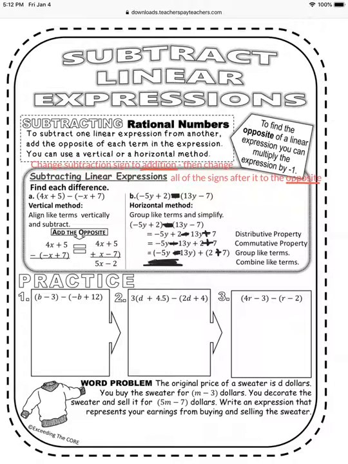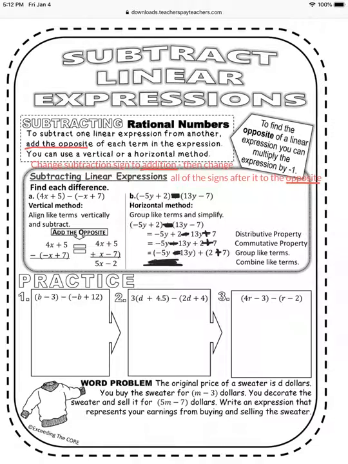Subtracting linear expressions. Here, to subtract one linear expression from another, we add the opposite of each term in the expression. You can use a vertical or a horizontal method. Again, I'm going to show you what I do, and I'll show you a little of what they do. Notice the second problem, B, I changed that plus sign to a minus sign because I think that's really what they wanted us to do. So let's look at A: 4x plus 5, and then we are subtracting negative x and positive 7.